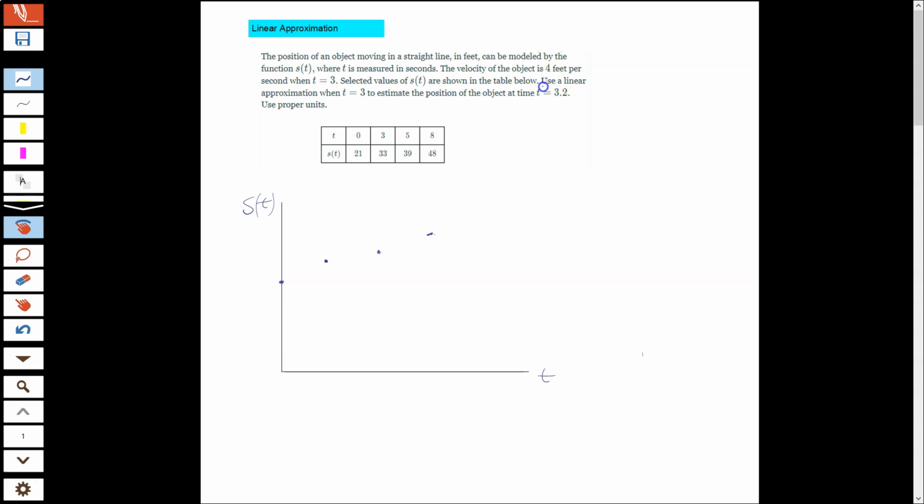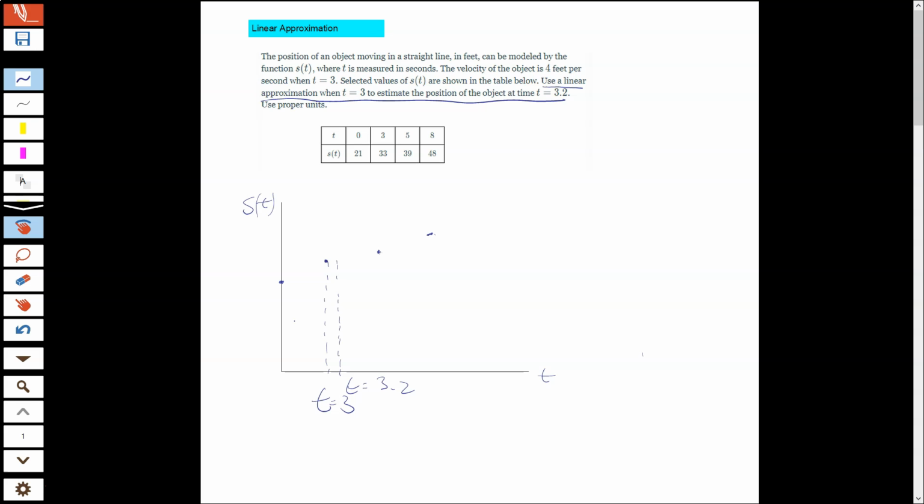Notice what we're trying to do here. We're trying to use a linear approximation, so I'll talk about what that means in a second, when t equals 3 to estimate the position of the object at time t equals 3.2. Okay, so if my second value is t equals 3, t equals 3.2 would be just a little bit past that, right? And notice we can kind of eyeball it just by having drawn the graph. We have a pretty decent guess about where this is, right? So we're going to develop a formal method of figuring out the best estimate for this point.